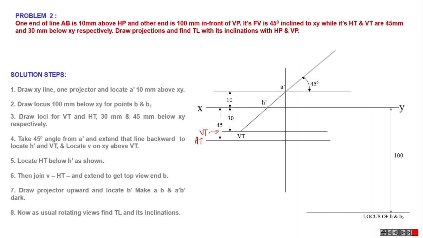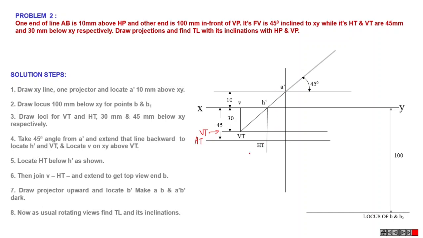Then we can project that H dash, and we can easily find out HT because the locus of HT is given. Then similarly, we can locate V also by projecting a projection line which is passing through VT, and that intersecting point with the XY line will become small letter V, and similarly we can locate HT also.